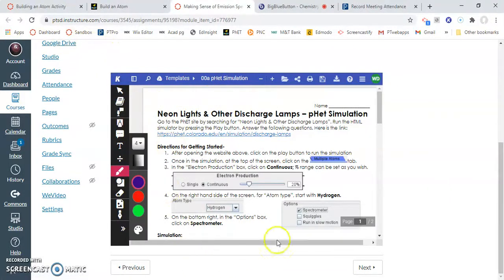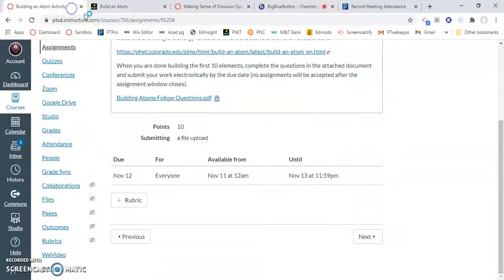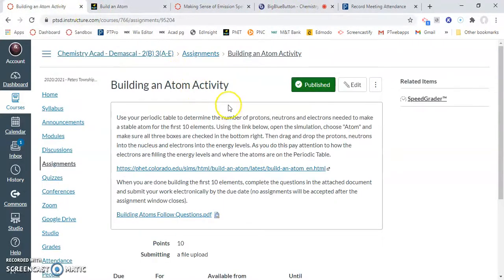Now, as we go through, again, make sure that this is completed and submitted electronically. The activity today that I want you to work on is building an atom. So you're going to use your periodic table to complete this document. I would print this document out if you have the ability to do so. If not, don't fret over not being able to print it out. Instead, just answer the questions in order on a piece of notebook paper, and you can take a picture or scan that and submit that.